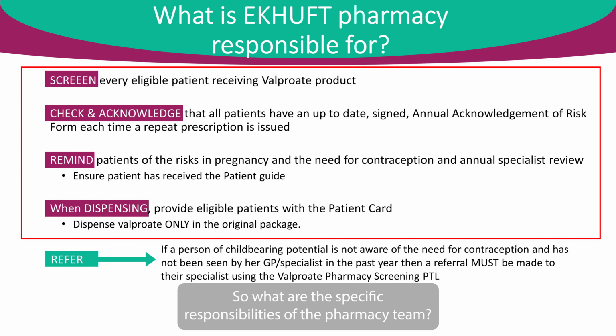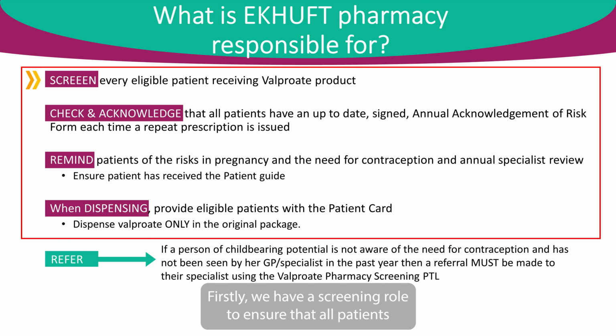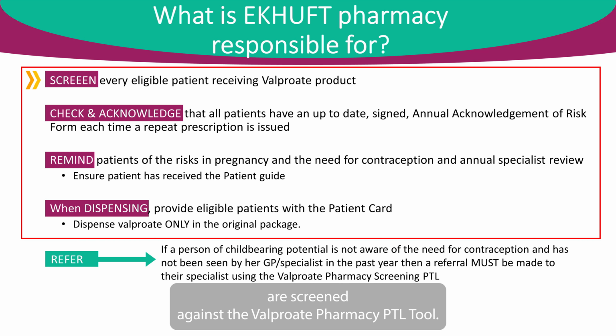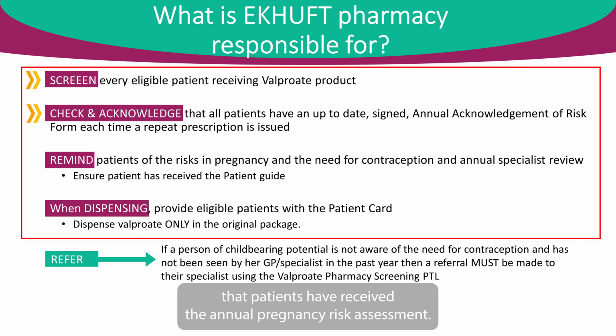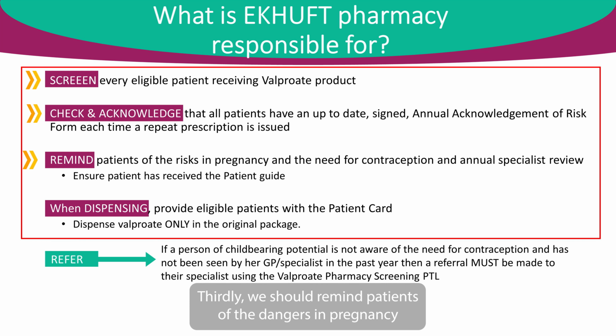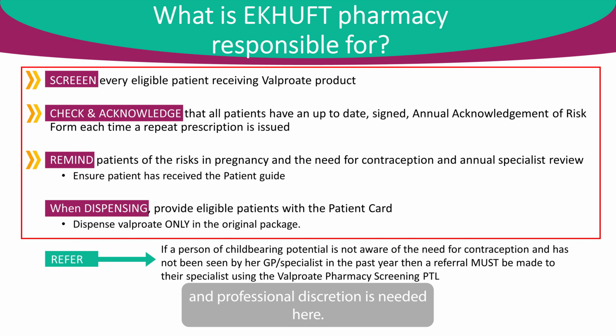So, what are the specific responsibilities of the pharmacy team? These are broken down into 4 parts. Firstly, we have a screening role to ensure that all patients who are admitted into the trust using valproate products are screened against the valproate pharmacy PTL tool. Next, we check and acknowledge that patients have received the annual pregnancy risk assessment. Thirdly, we should remind patients of the dangers in pregnancy and that appropriate contraceptive measures are to be used. This may not be possible depending upon the situation, and professional discretion is needed here.